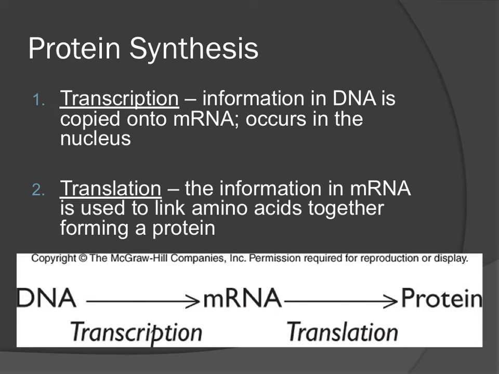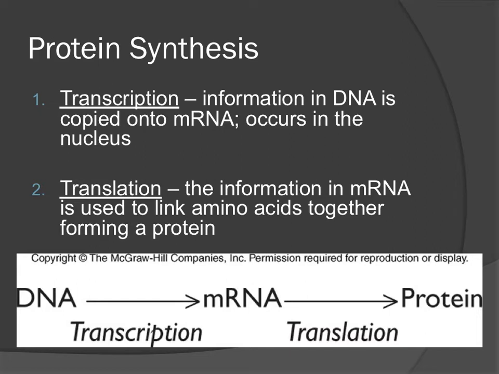Now, transcription and translation. Transcription is information in the DNA is copied onto the messenger RNA, and it does occur in the nucleus. And then, with transcription, this process involves transcribing genetic information from DNA to RNA. The transcribed DNA message is used to produce proteins.